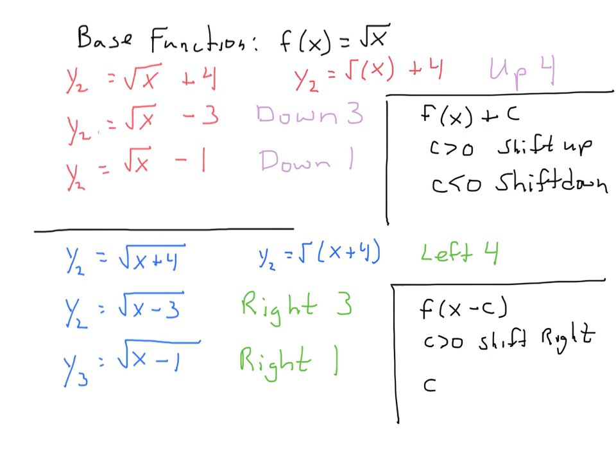And when c is less than 0, it's going to shift left. And in all of these, the shifts are going to be c units. So when it's a vertical shift up here, when c is positive, it's going to go up c units. In this case, it's going to go down c units. This will be to the right c units, and this will be to the left c units.